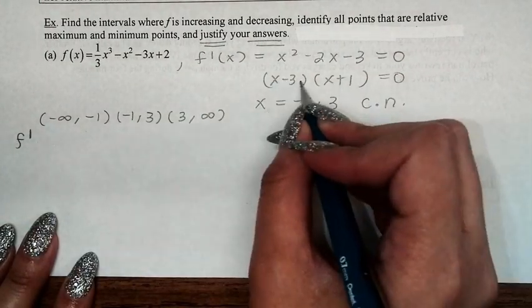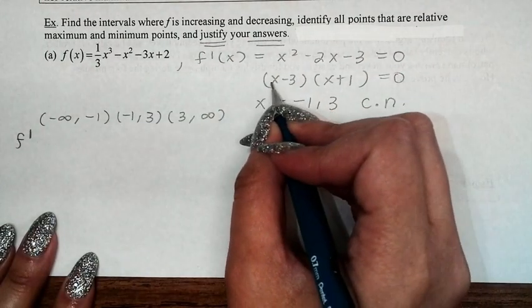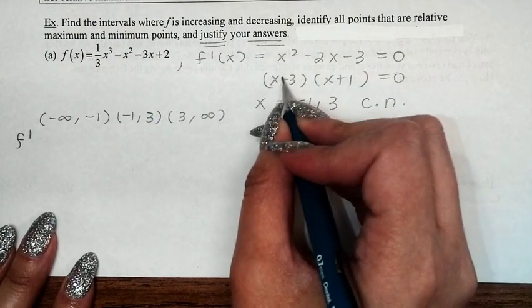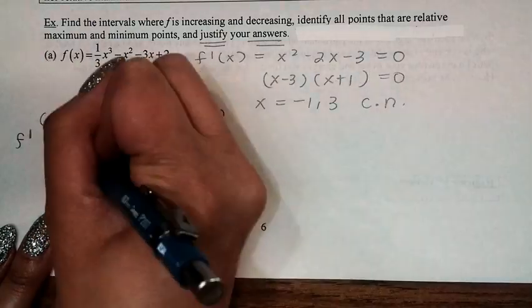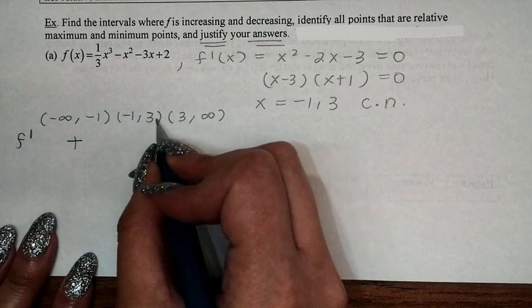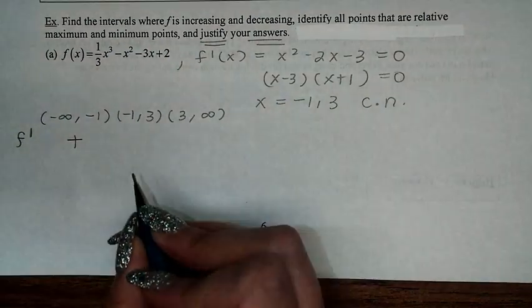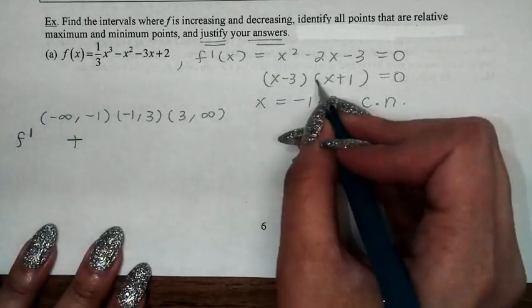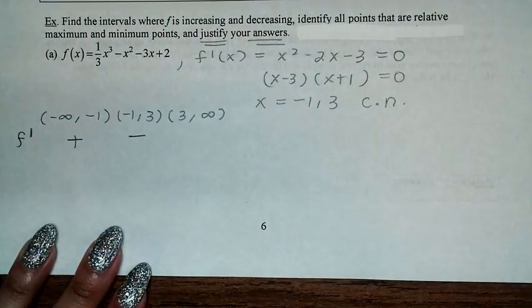I would plug it in the factored form so it's easier for you. If I plug negative 2, this factor is going to be negative. This one is going to be negative, so this is positive. Similarly, I would plug a number between negative 1 and 3. In this situation, I would do the 0. If you plug 0, this is negative and this is positive, having that interval negative there.